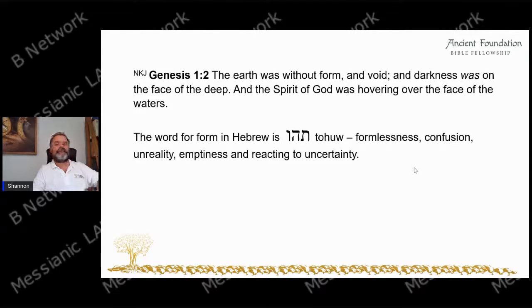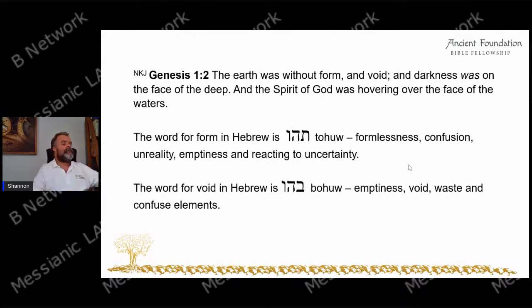The next word I want to look at in this verse is the word for void. So we have the earth was without form and void. So the Hebrew word here for void is bohu. So we have tohu and bohu. And bohu means emptiness, void, waste, and also to confuse elements. Very interesting. These are all tied together and connected.